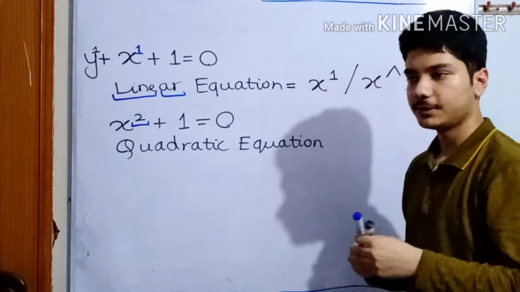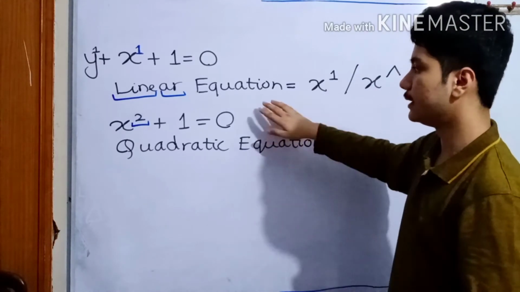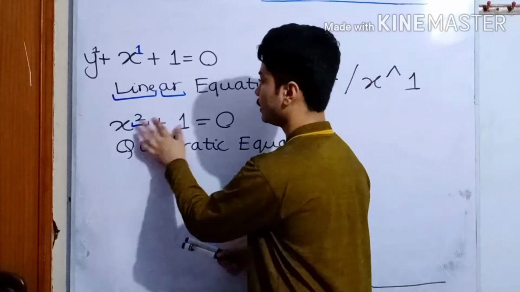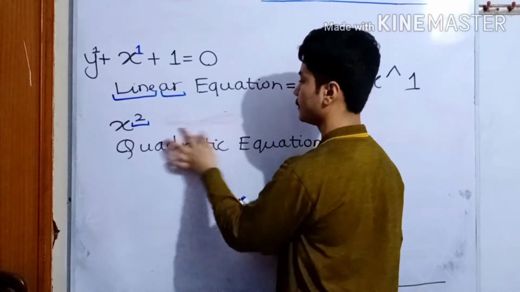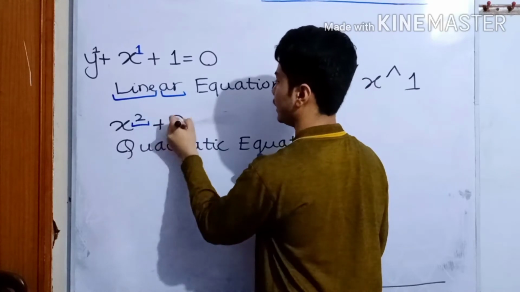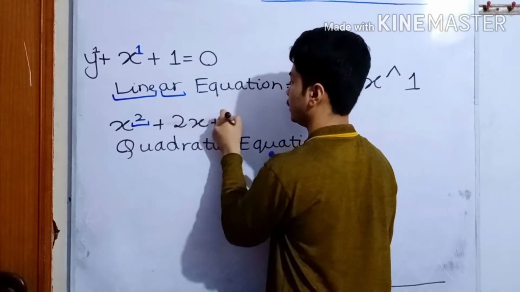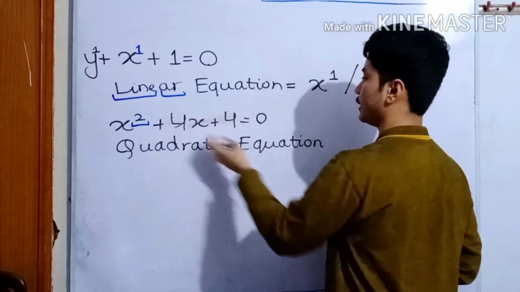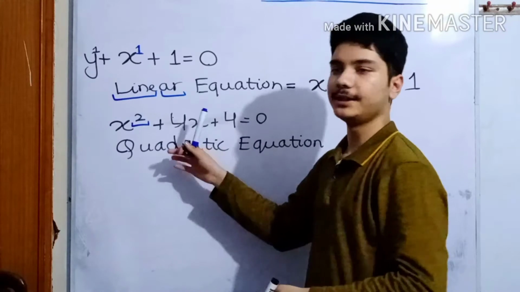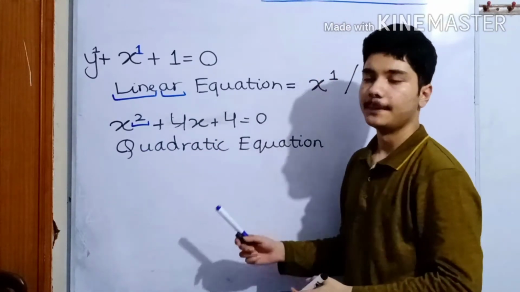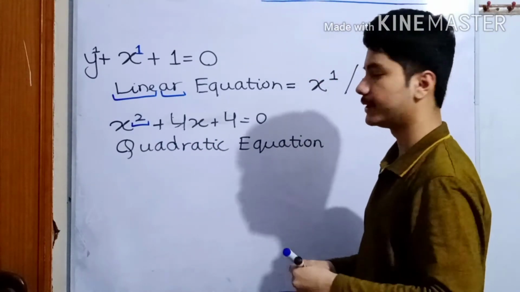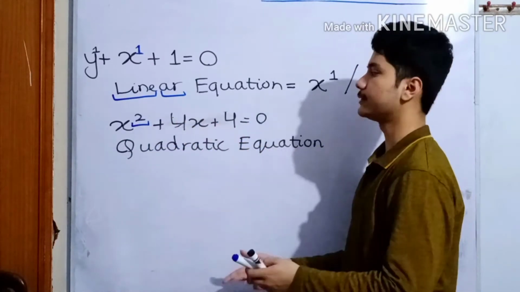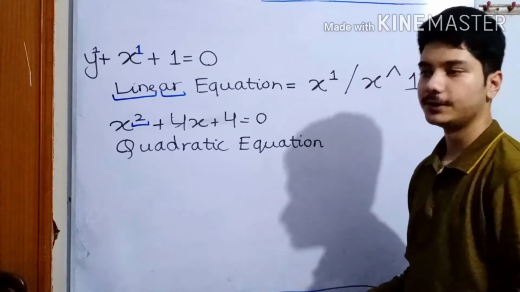So we have discussed two types of equation. Number one is the linear equation, number two is the quadratic equation. Quadratic equations may look like x square plus 2x plus 4, anything that you want. You know that you can factorize these quadratic equations, or use the quadratic formula to solve the equation and get the value of x. This is so easy for you, and you always know what I'm saying.